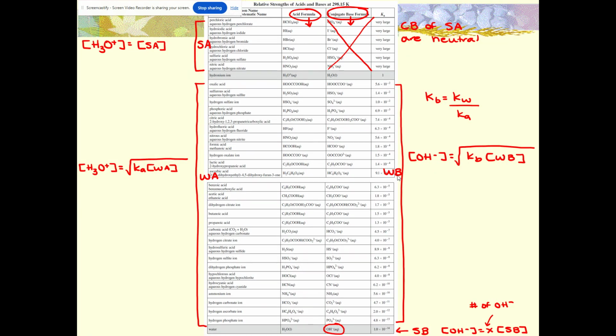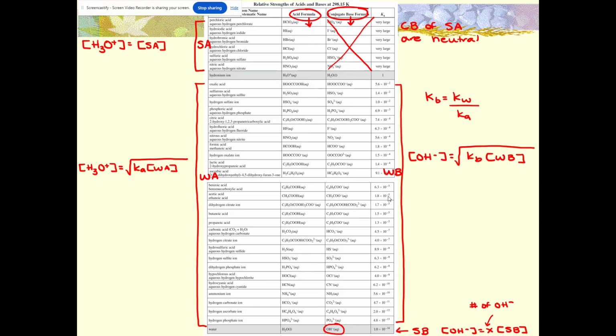Well, bases are similar. The bases are strongest at the bottom, and in fact, only ionic hydroxides are strong bases. So things like sodium hydroxide, calcium hydroxide, okay? Only ionic hydroxides are strong bases, and the concentration of hydroxide ions, because we are dealing with bases, so we have hydroxide ions, is X times the concentration of the strong base. X is the number of hydroxide ions in the compound, and we'll do some examples with that.